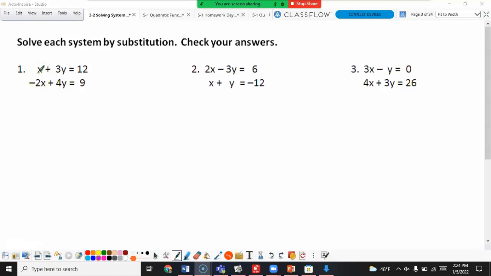So I'm going to rearrange the terms in that equation so that it's x equals 12 minus 3y. So I'm going to solve for x so that I can take this equation and replace x in the other equation. So I'm going to substitute.